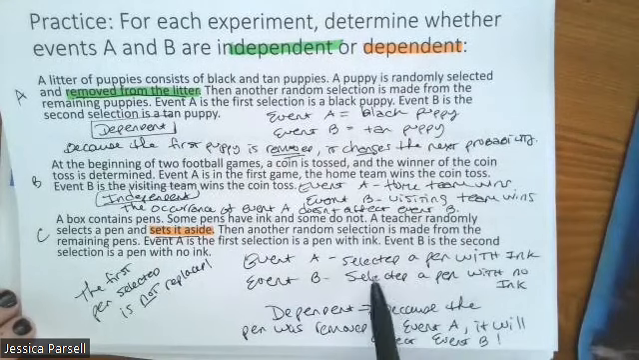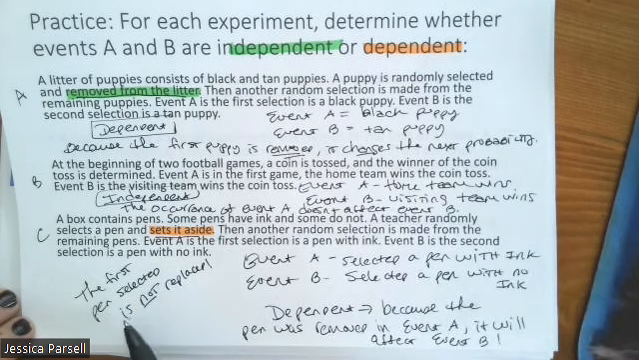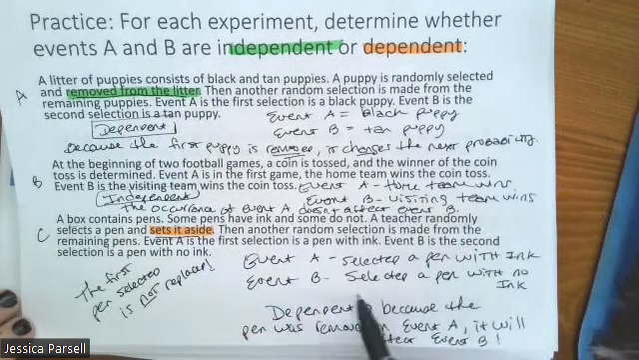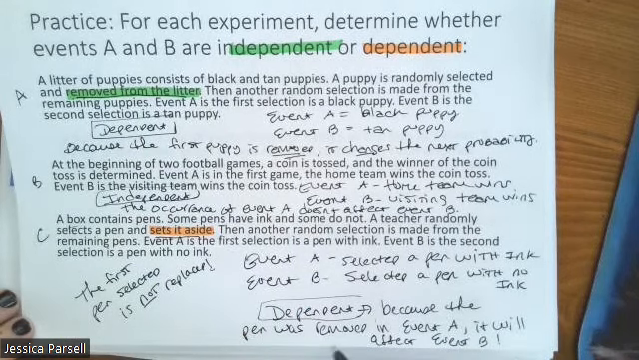Okay, so event A was selecting a pen with ink. Event B was selecting a pen with no ink. Keep in mind the first pen selected is not replaced. It doesn't go back into that box. So that makes this dependent. Because the pen was removed in event A, it's going to absolutely affect the probability of when they go to pull out event B. In fact, the denominator is going to change because now there's less pens in the box.